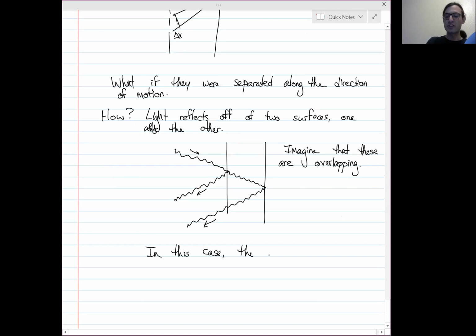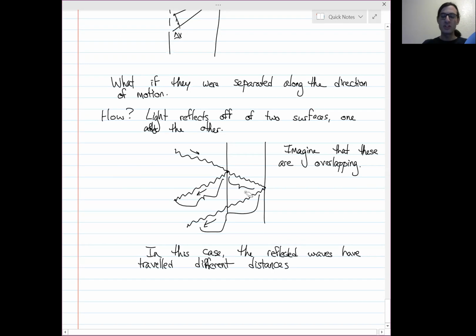In this case, the waves have traveled different distances, the reflected waves. Right, one only traveled this far. One of them traveled this far plus this far. So the distance that one traveled is smaller than the other, just because one of them went through, continued onto the back surface, and then reflected.